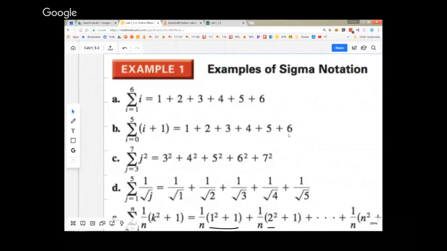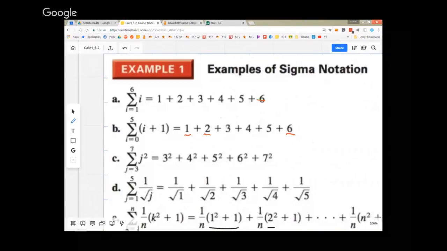We could do that. Just to show you again how math has different ways of doing things, look at part B. On part B, it says, starting at 0 and going to 5, add up all the numbers plus 1. So the first time through, I is 0, 0 plus 1 is 1. The second time through, I is 1, and 1 plus 1 is 2. Anyway, just keep going until I is 5, and 5 plus 1 is 6. And you notice we wind up with the same sum that we had up in part A.